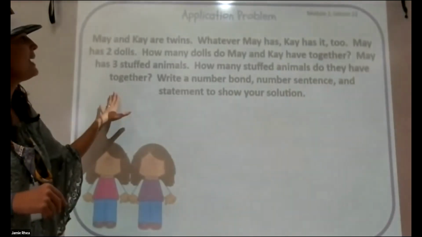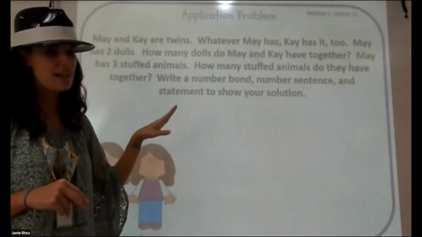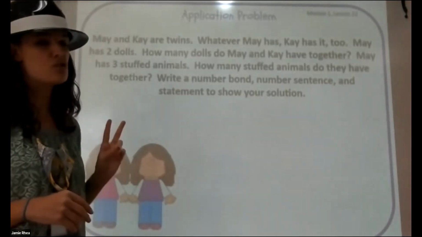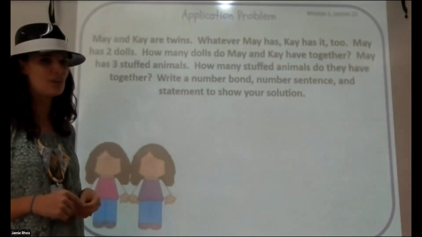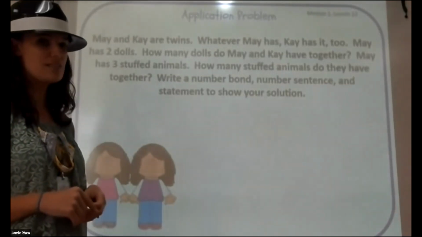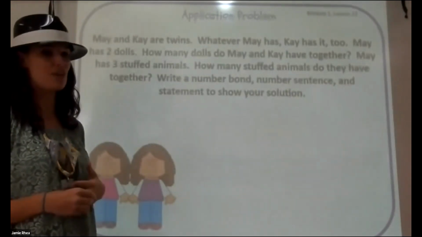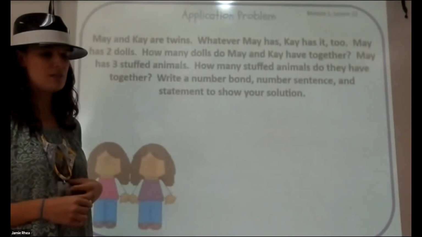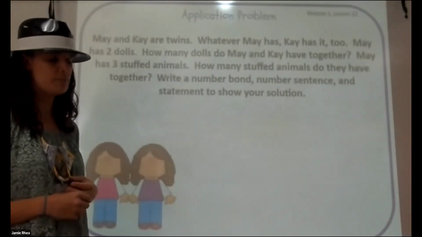May and Kay are twins. Whatever May has, Kay has too. May has 2 dolls. How many dolls do May and Kay have together? May has 3 stuffed animals. How many stuffed animals do they have together? Write a number bond, number sentence, and a statement to show your solution.